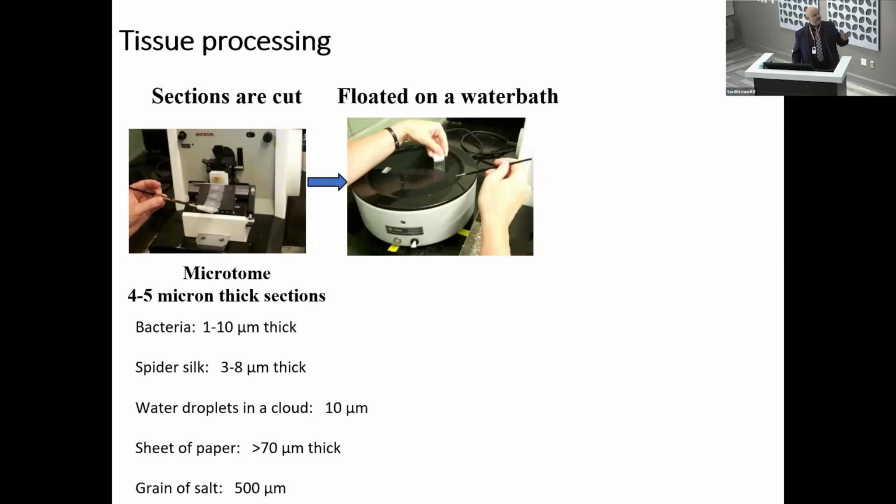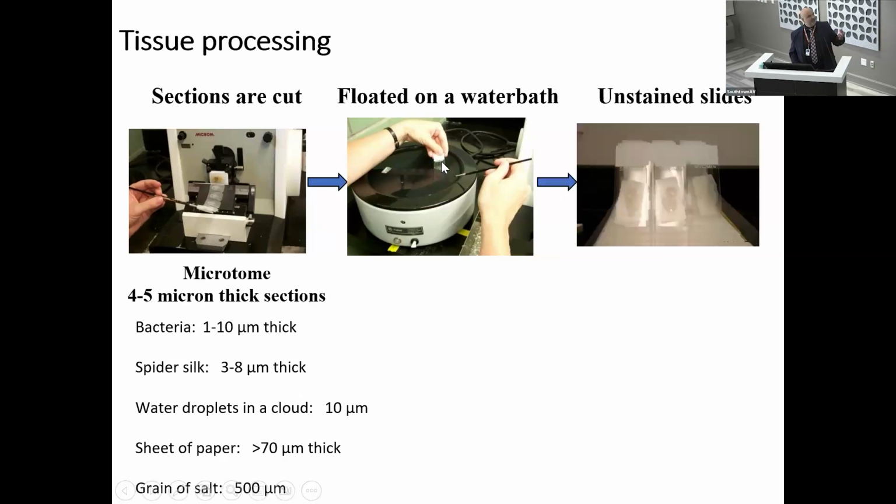Those sections are then floated onto a water bath, and you can come underneath with a glass slide and pick them up, and you end up with glass slides that contain very, very thin sections of the tissue.